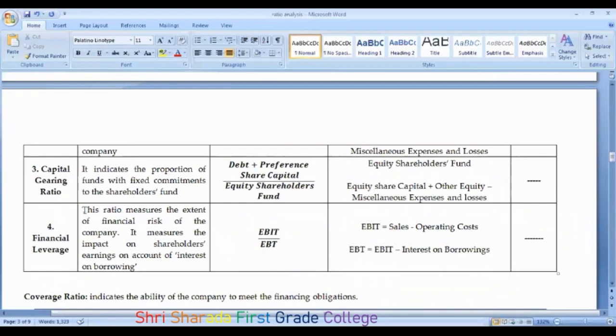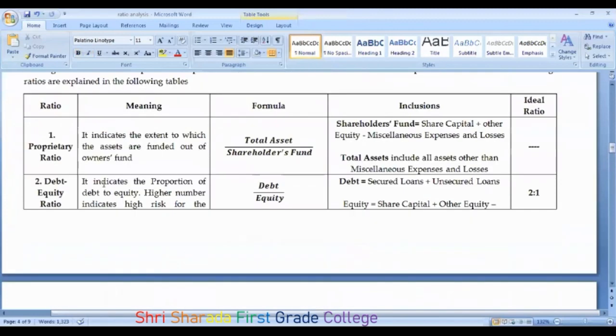Financial leverage you have already learned in the fourth semester, that is calculating the EBIT, that is operating profit, which will be compared with earnings before tax. Operating as well as financial leverage, which we have learned, and combined leverage ratio. So the same formula goes on with this, okay? So we shall see here the proprietary ratio.